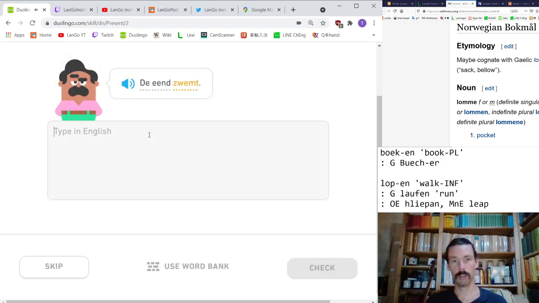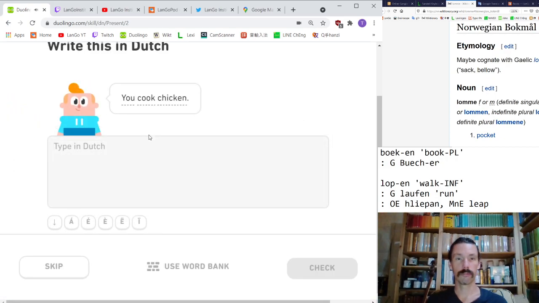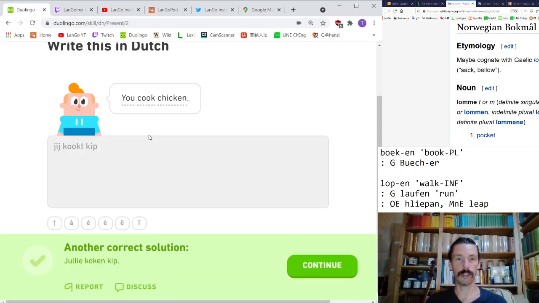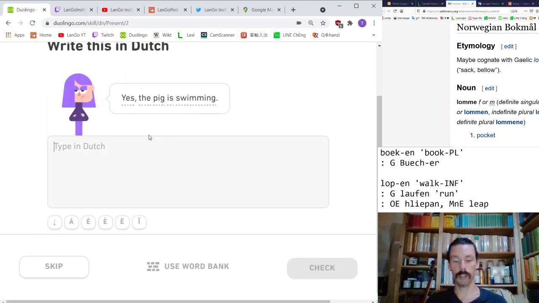De eend zwemt. The T, there's our friend again. Duck swims or is swimming. You, je, let's use ye, stressed, koken, the plural you. Kip is chicken. Jullie koken kip, you could also say. Yes, ja, de vark, the pig. As in aardvark, comes from Afrikaans, I think, a dialect of Dutch, an offshoot. De vark zwemt.